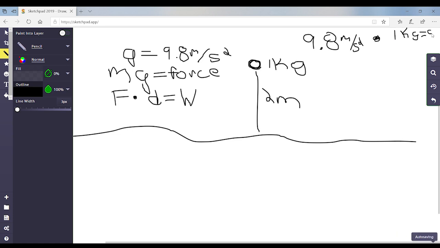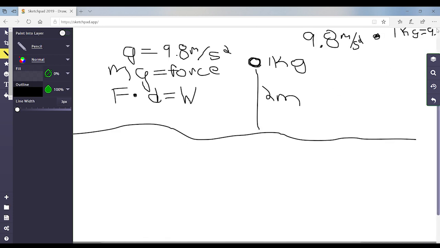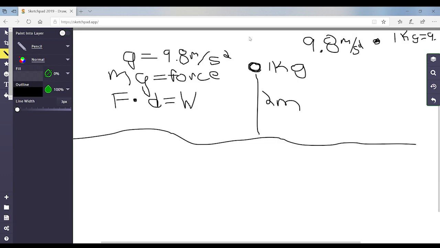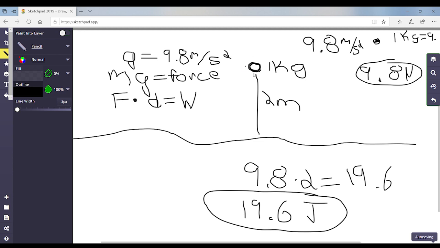Okay, that equals 9.8 newtons. That's how much force we have. Newtons is basically just the unit for force. So now that we have force, we know force times distance equals work. So we're just going to multiply by 2, and we get that our work is 19.6 joules. So the potential energy of this ball currently is 19.6 joules.